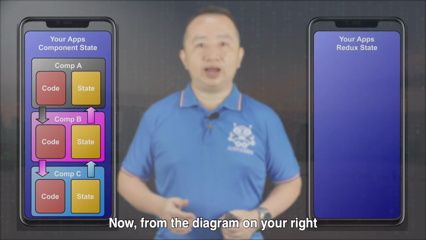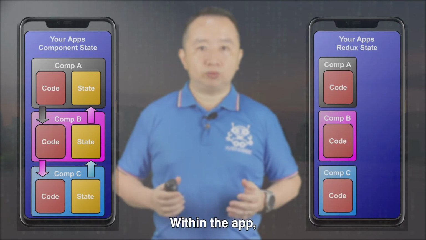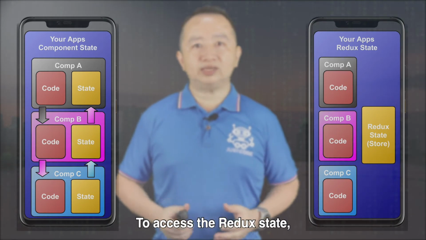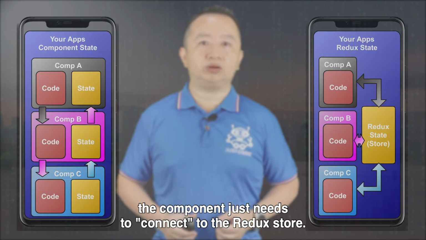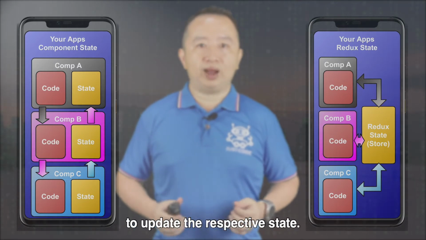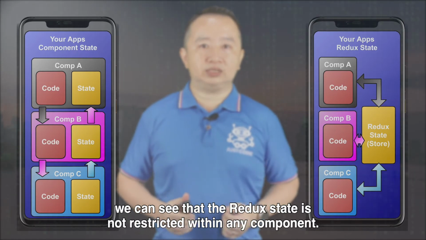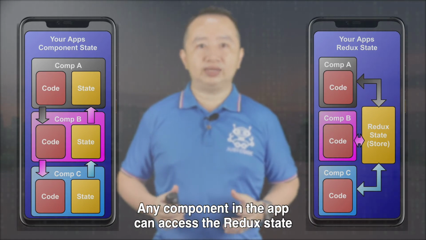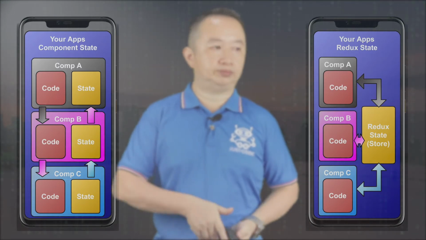Now, from the diagram on the right, we can see the app uses the Redux state. Within the apps, the state is located in the centralized store. To access the Redux state, the component just needs to connect to the Redux store. To update the state, the component needs to dispatch an action to update the respective states. From the diagram, we can see that the Redux state is not restricted within any component. Any component in the app can access the Redux state as long as the component is connected to the Redux store.